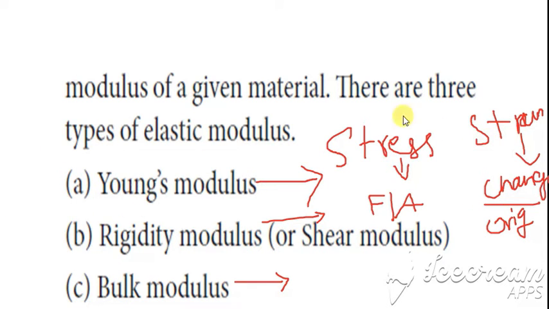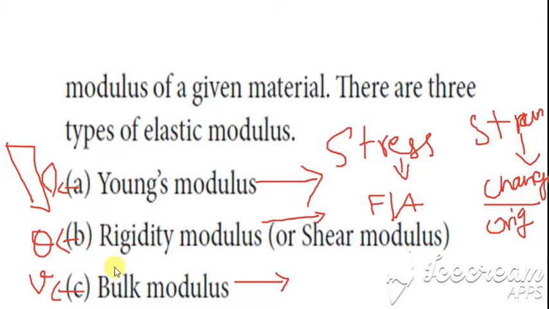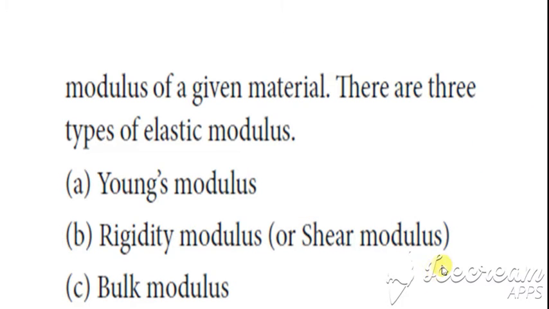Okay, so stress and strain. For Young's modulus we'll be looking at the length. For rigidity modulus we'll be looking at the angle, and for bulk modulus we'll be looking at the volume. So this is what we are going to see in all these three. The first type is Young's modulus.